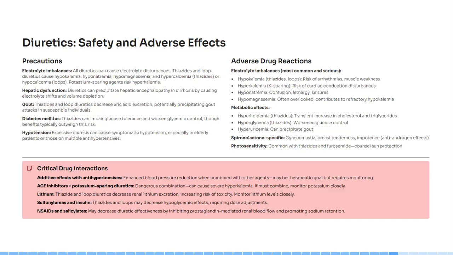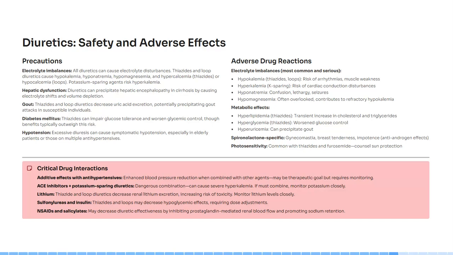Some safety and adverse effects: electrolyte imbalances. All diuretics can cause electrolyte disturbances. Thiazide and loop diuretics cause hypokalemia, hyponatremia, hypomagnesemia, and hypercalcemia. Thiazides or loops. Gout: thiazides and loop diuretics decrease uric acid excretion, so it can actually make gout attacks worse, even in those with gout or without.